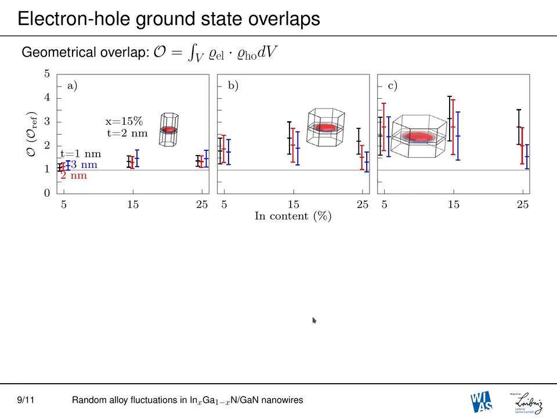So what we see here is basically the geometrical overlap between the electron and the hole ground state, which gives us an idea about the optical recombination. And we have shown this here with respect to the reference overlap, which corresponds to the overlap of electrons and holes in a system where we have assumed a perfectly homogeneously distributed alloy in the indium gallium nitride insertion.